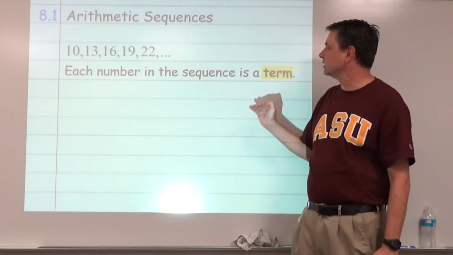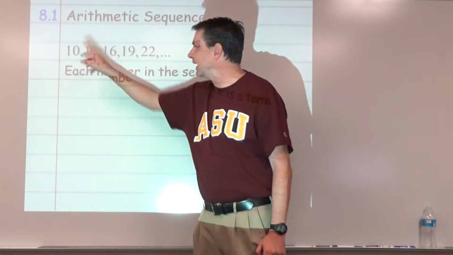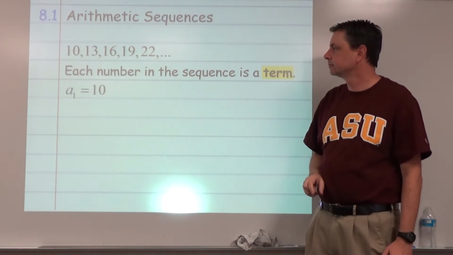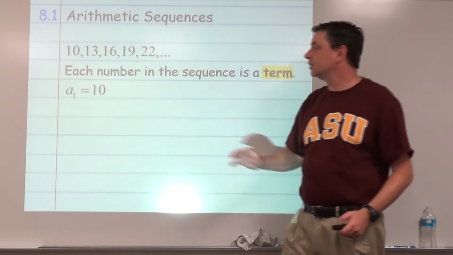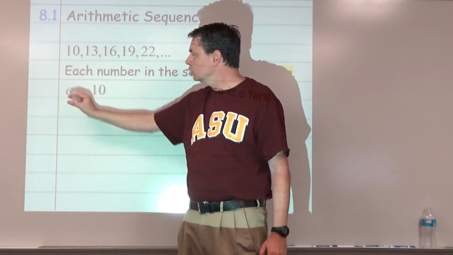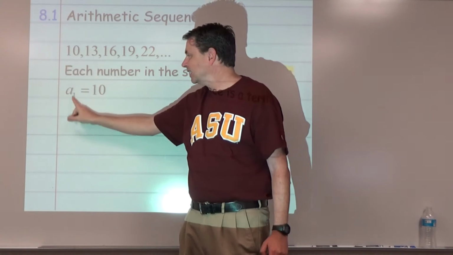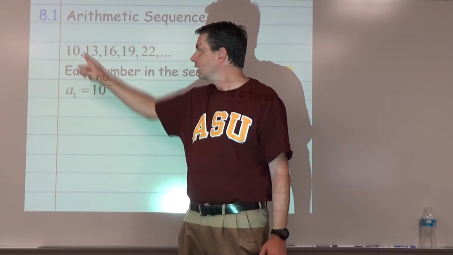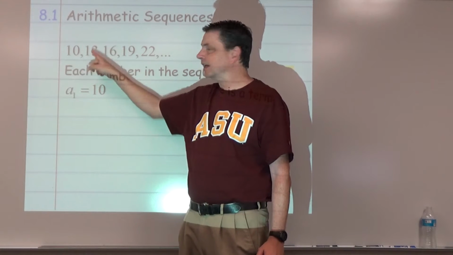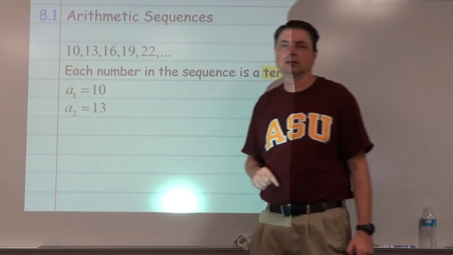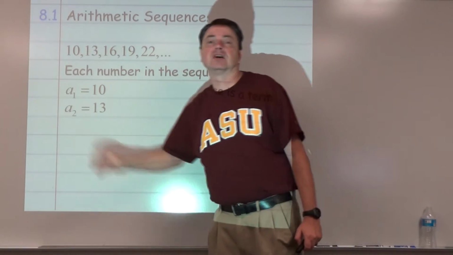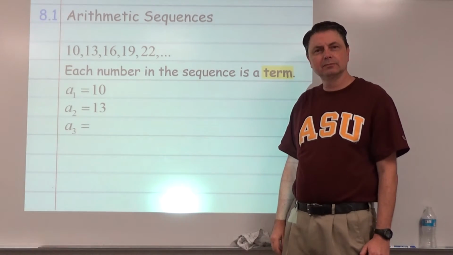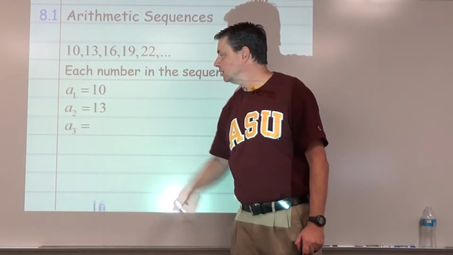Each of these numbers in the sequence, we would say a term. We would say that's a term, that's a term. 22 is a term in the sequence. We would identify the terms usually with the letter A and then a subscript, saying this is A sub 1. The first term is 10. The second term is 13. So that's just a way that we identify specific terms. So what's A sub 3? 16.